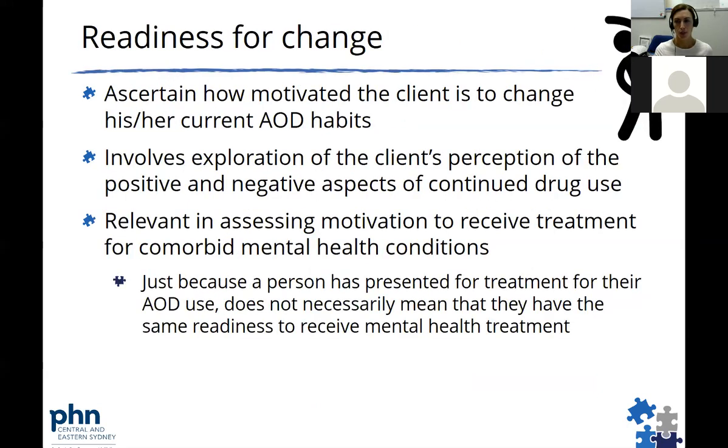It can also be helpful to assess how motivated the client is to change their current AOD behaviours, and this involves an exploration of the client's perception of the positive and negative aspects of continued AOD use. So assessing readiness to change is also relevant in assessing motivation to receive treatment for comorbidity. Just because a person has presented for treatment for their AOD use and might be willing to consider reducing their use doesn't necessarily mean that they have the same readiness to receive mental health treatment, or means automatically that they're ready to deal with the trauma-related symptoms that they might have experienced due to abuse they experienced as a child, for example.